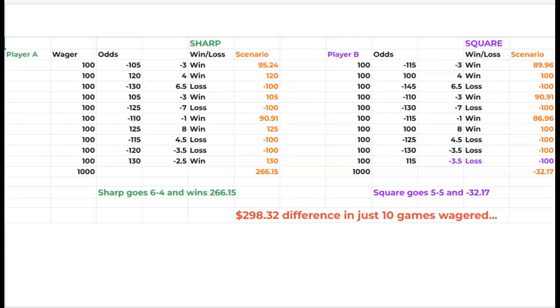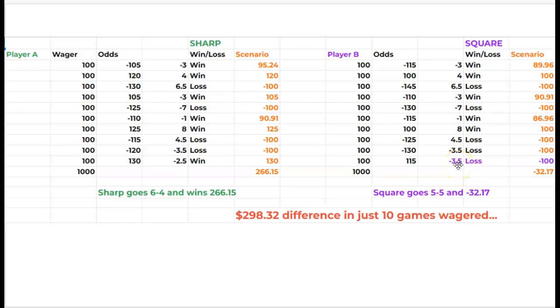Now this is the most realistic day-to-day explanation of how it breaks down. You can see here, player A is the sharp. They went 6-4. They won $266.15 because here's their lines, here's their wins and losses, here's their payouts, and here's how much they profited after that 10-game window going 6-4 based on their lines and their odds. Now, what's more realistic is the square again actually ended up losing $32.17, and they went 5-5. They went 5-5, lost money because again they got a worse line.